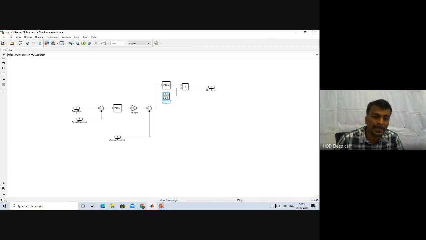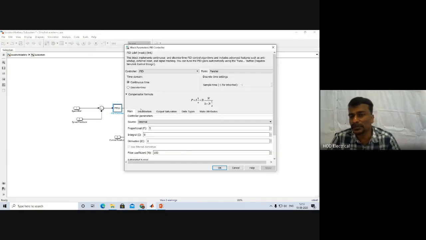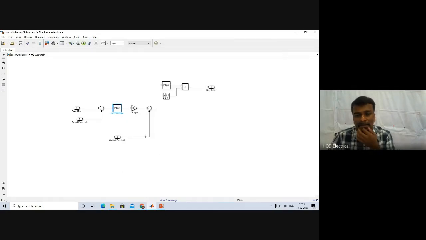Closed loop: speed reference, speed feedback. I have chosen a summing point and a PID controller. I have tuned the KP value as 5 so that the speed settles at the reference speed. Then the rate of change of speed is torque, right? So the torque reference can be converted into a current reference by using the formula.